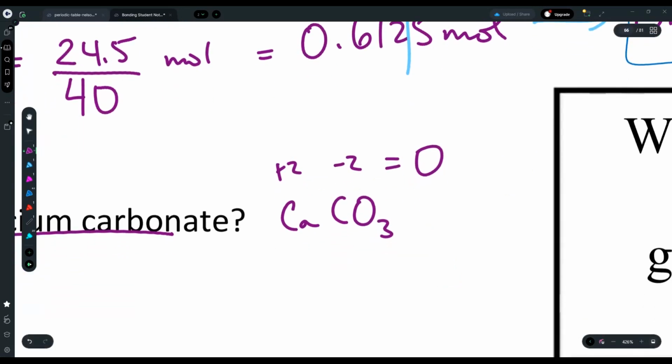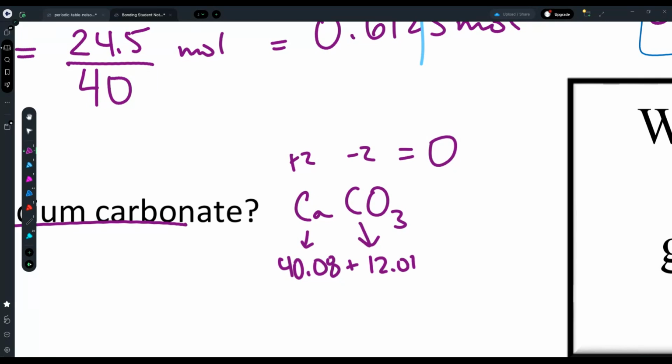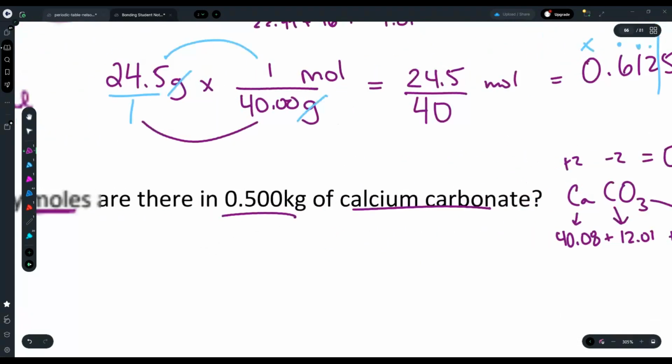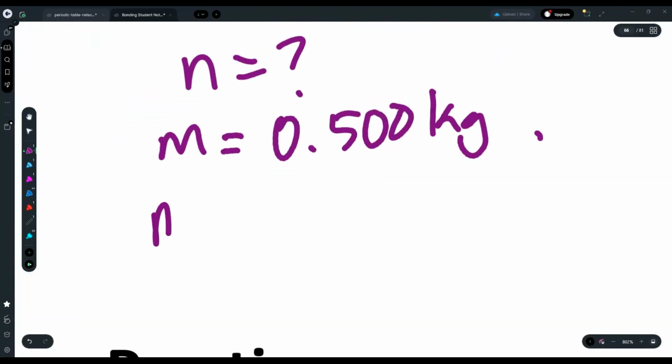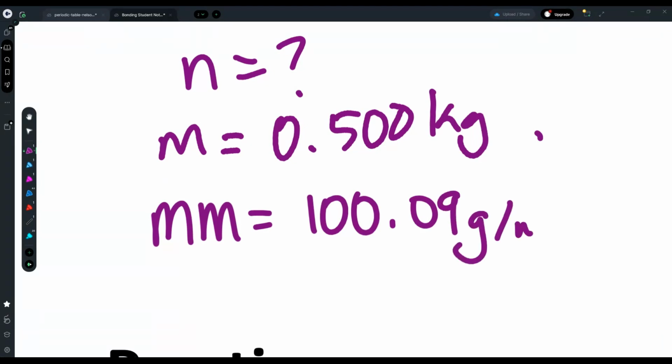Now, since I know I'm going to need molar mass here, the molar mass for calcium is going to be 40.08, so you can look that up on the periodic table, plus molar mass for carbon is 12.01, plus molar mass for oxygen is 16. 16 times 3 is going to be 48. So then all of those numbers added up together, that's going to give us molar mass is equal to 100.09 grams per mole.